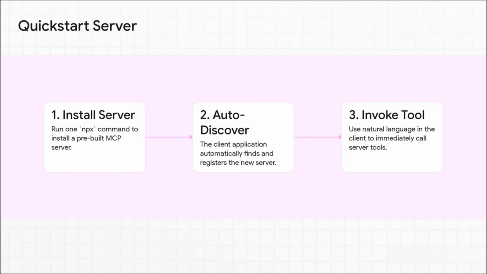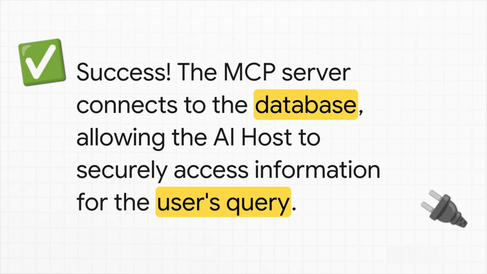And you know what? We can actually build a server in like 60 seconds. I'm not kidding. Check this out. Step 1, you run a single command to install a pre-built server. Step 2, the client, like the Claude desktop app, just automatically discovers it. That's it. Step 3 is just using it. You can start talking to it in natural language to call its tools. It's that fast. And boom, a successful tool call. Just like that, the MCP server has connected to the database, grabbed the information, and sent it back to the AI host. That right there is the plug-and-play magic of having a real standard.